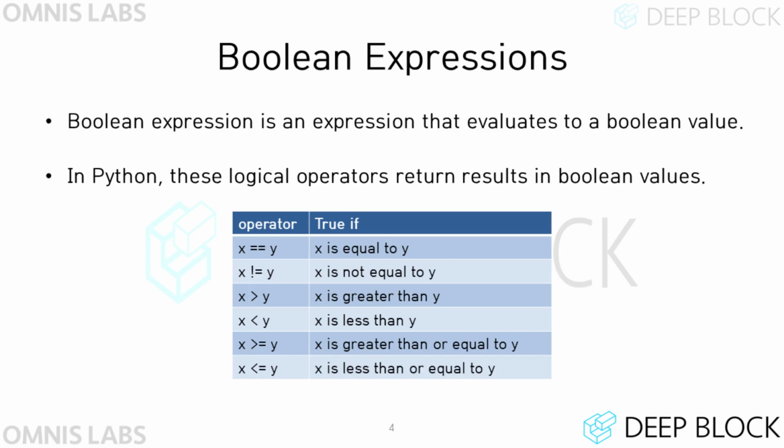A Boolean expression is an expression that evaluates to a Boolean value. For example, 1 > 2 evaluates to False in Python. There are other operators that return Boolean values. You can see them in the table.